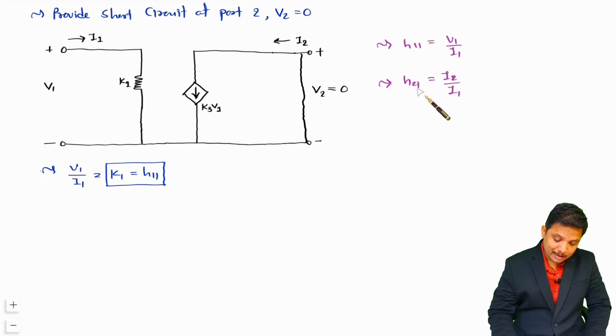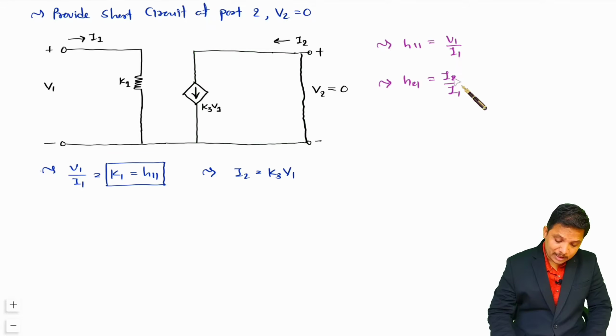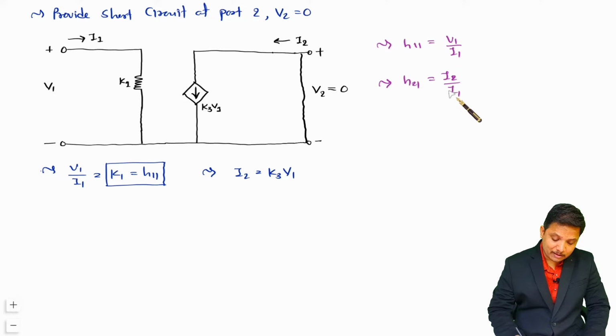Now to get H21, we need I2 by I1. That we can get from this loop. If you see this loop, then I2 is equal to this current source, and that is K3V1. Now see, we wanted the relation of I2 by I1. We don't want the relation of I2 by V1, right?